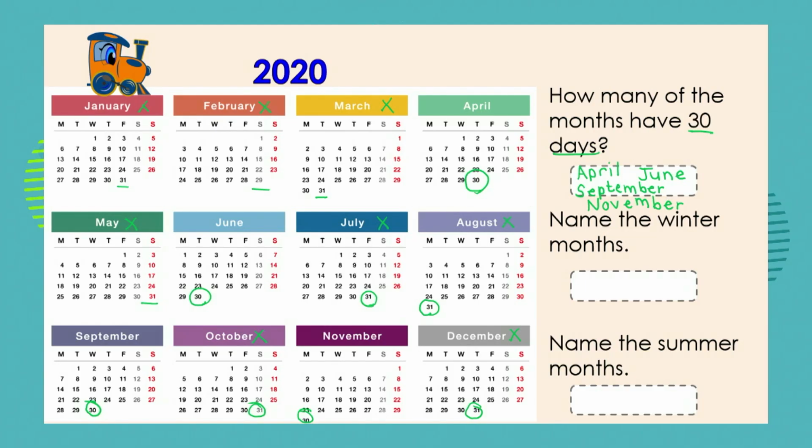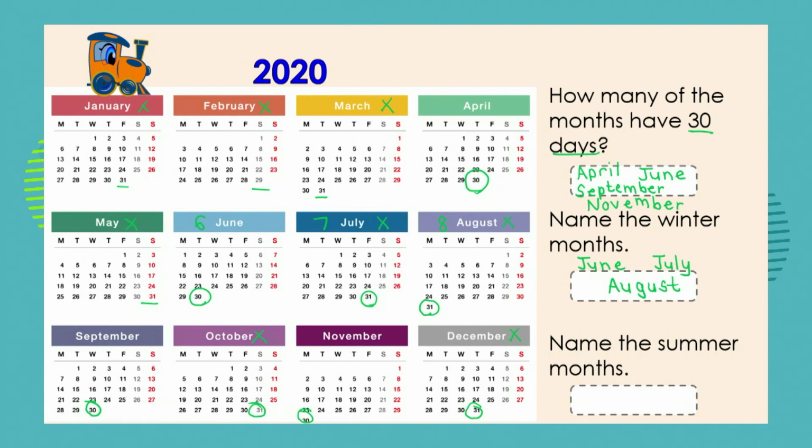We need to name the winter months in South Africa. And do you know the winter months, grade ones? Yes, very good. They are going to be June, July, and August. And if we have a look at our calendar, June is the 6th month of the year, July is the 7th, and August is the 8th month of the year.